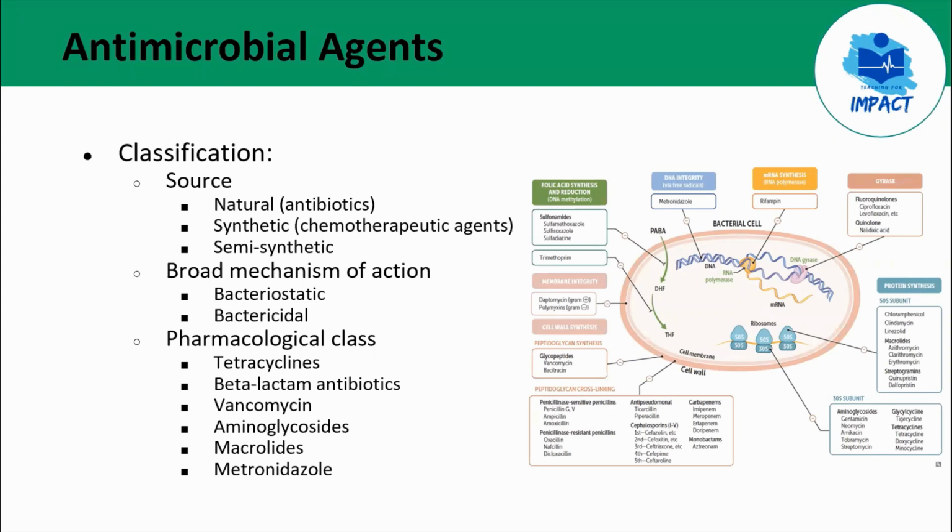The second way to classify them is by broad mechanism of action. If you recall, bacterial growth goes through 4 phases. Lag phase, where the bacteria adapt themselves to the growth conditions. Log phase, where they multiply very rapidly. Stationary phase, where growth rate equals death rate. And death phase, where bacteria die.